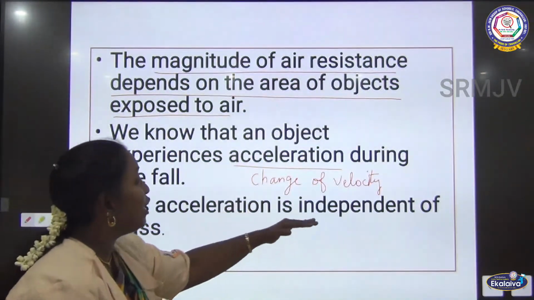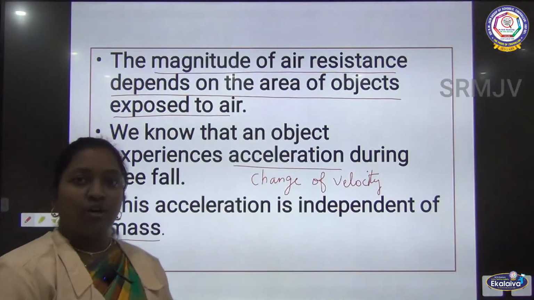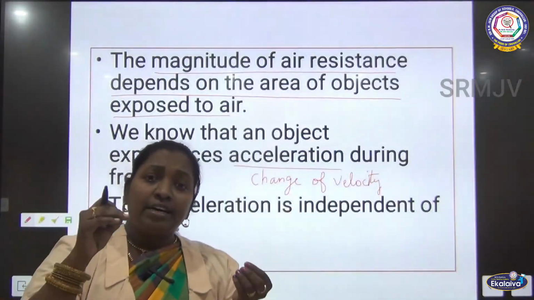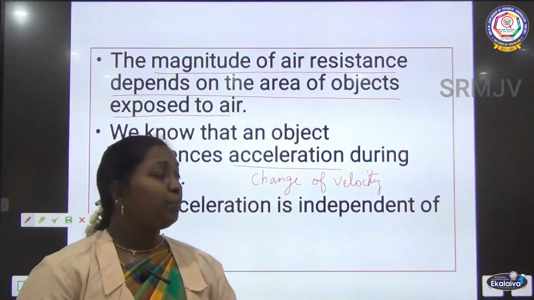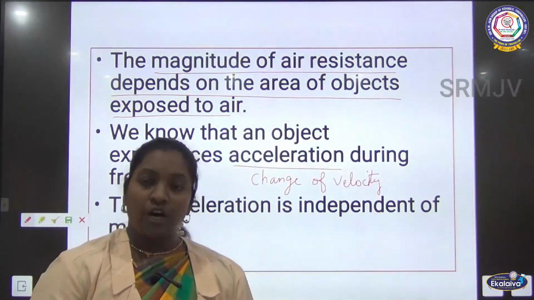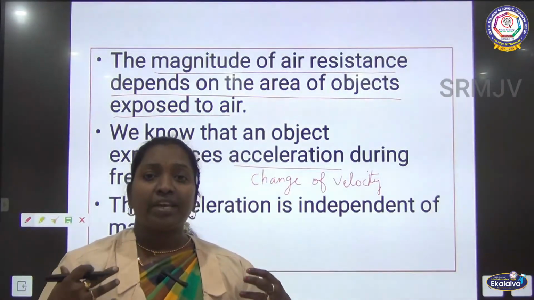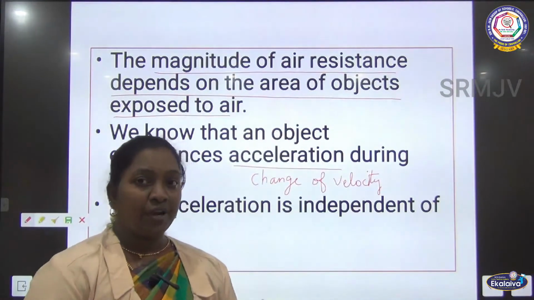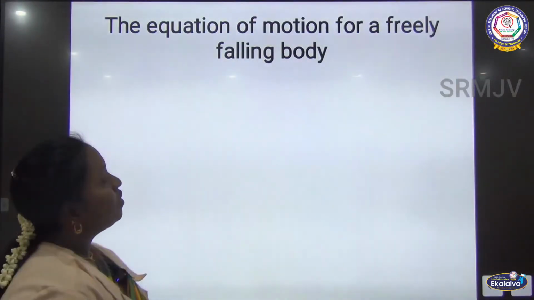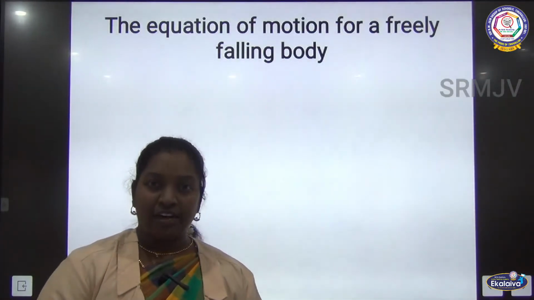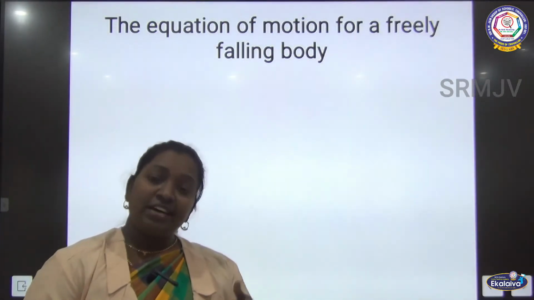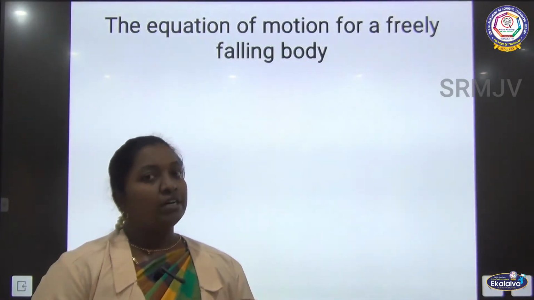This acceleration is independent of mass, which means what? It may be a big object or a small one, a hollow object or solid. That is why the acceleration is independent of mass, which means whatever the object is, throwing up or falling down, going upward or coming downward, it will get acceleration. It is not dependent on mass. With this you learned how air resistance depends on the area. So all the objects will get acceleration, isn't it?